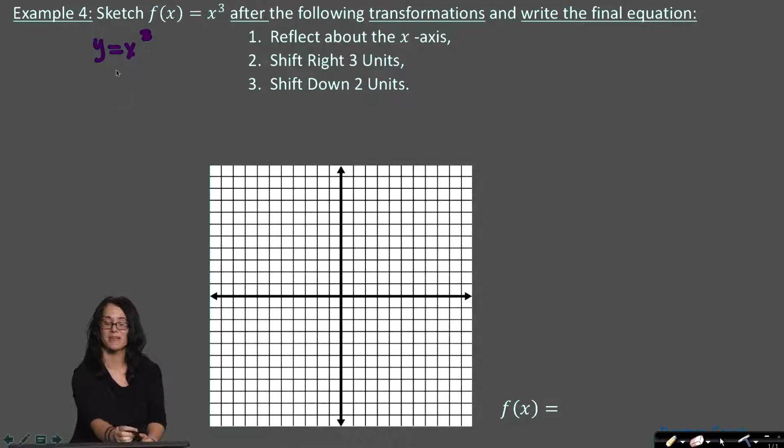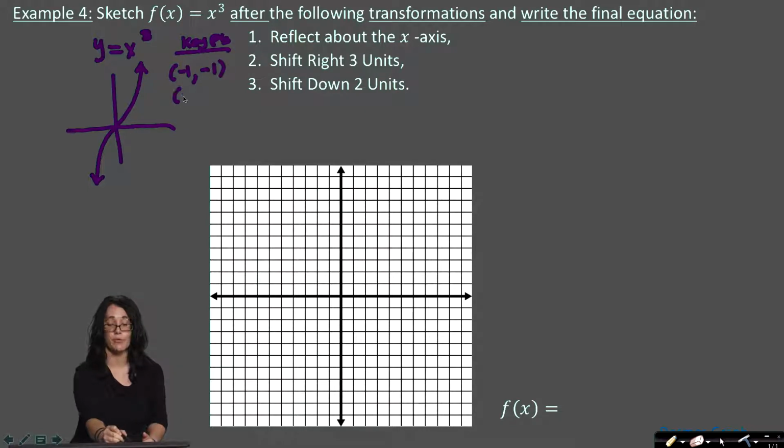What kind of graph was that? That was our snake. Now feel free to pause the video, of course, like always, and try it yourself. So if this was a snake, it looked something like this, right? And what were your 3 key points? That's right, you could input negative 1, and your output would be negative 1 to the third power, which is negative 1. You could input 0, and 0 cubed would be 0. You could input 1, and 1 cubed would be 1. So those were your 3 points that hopefully you've memorized for your snake. Negative 1, negative 1, 0, 0, and 1, 1.